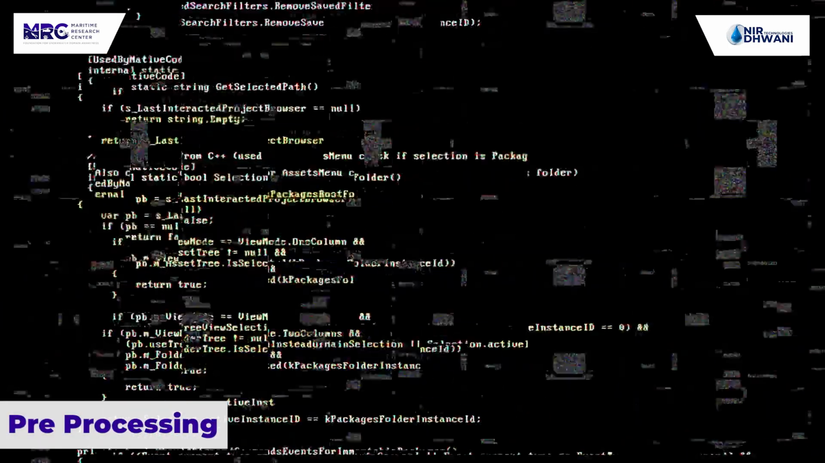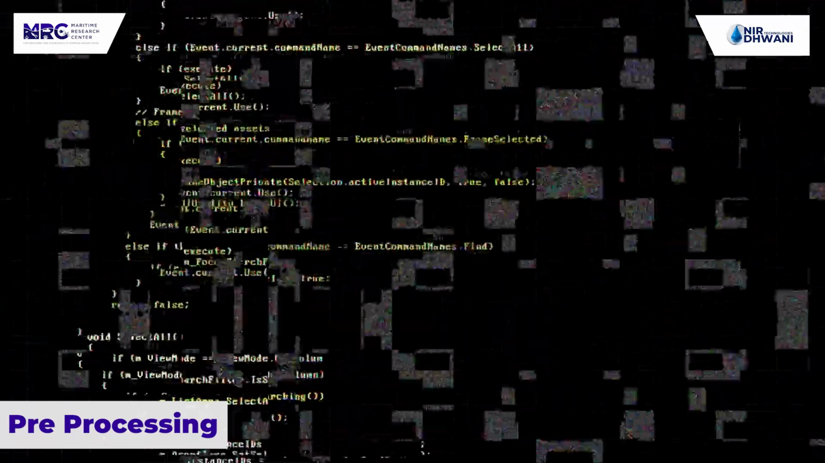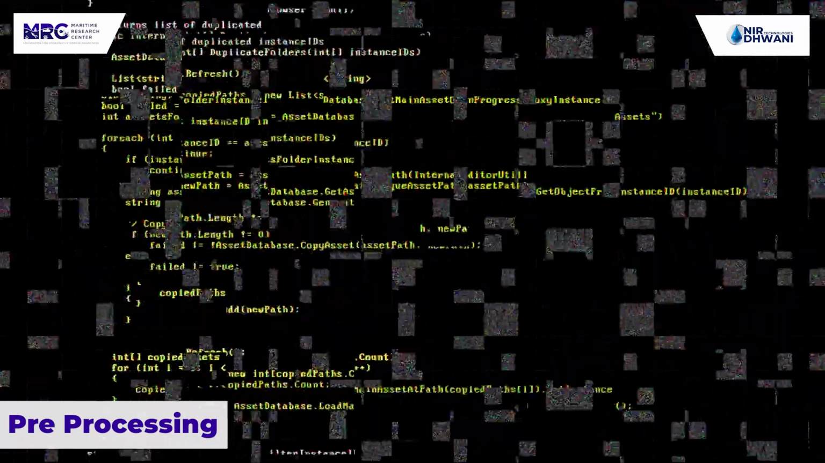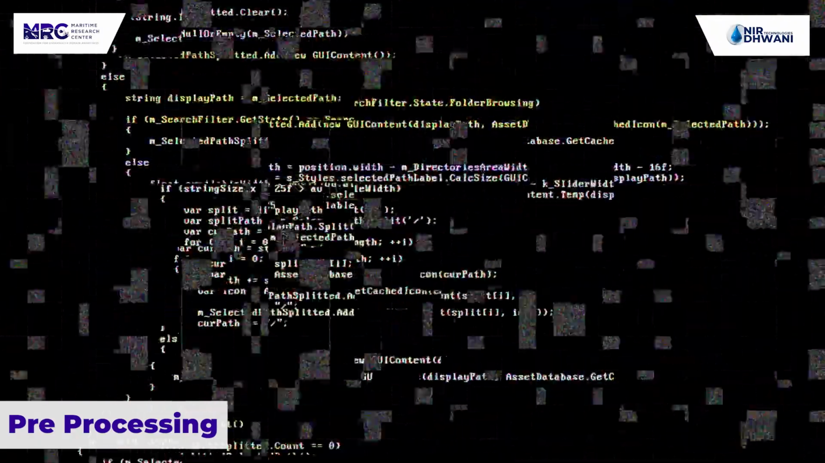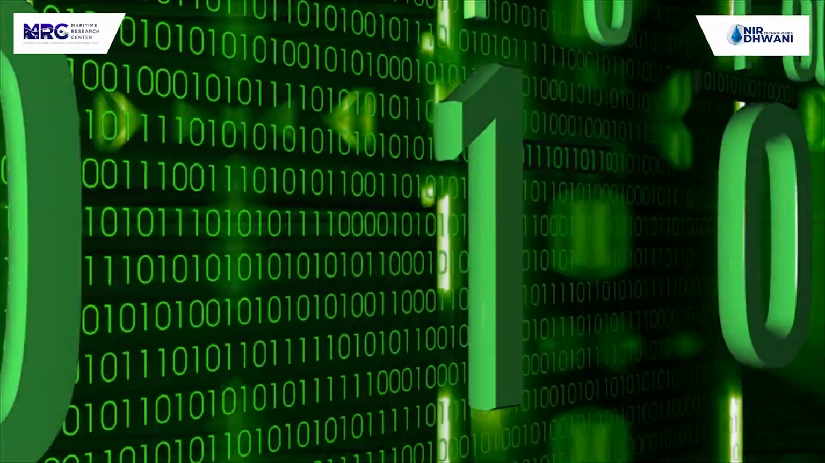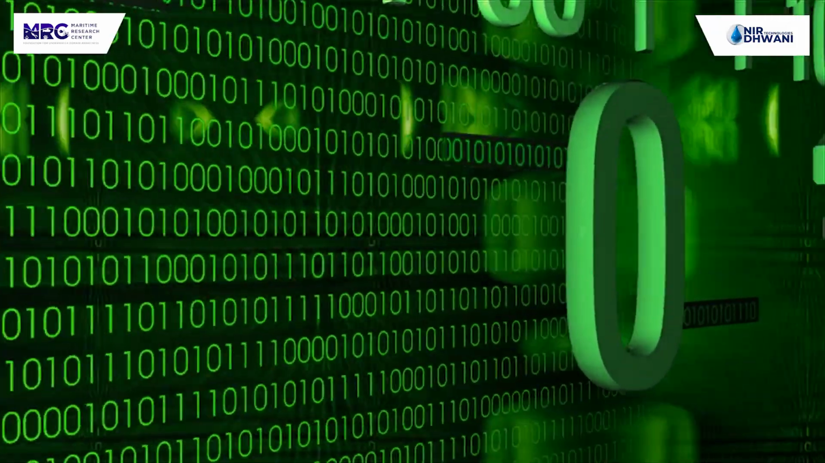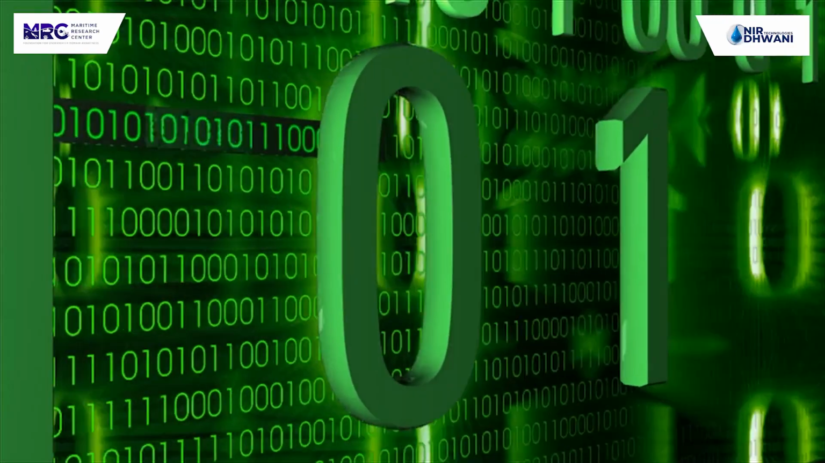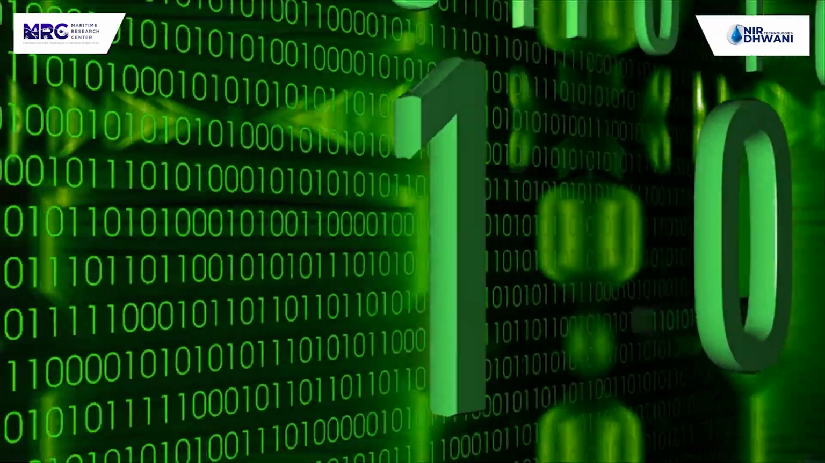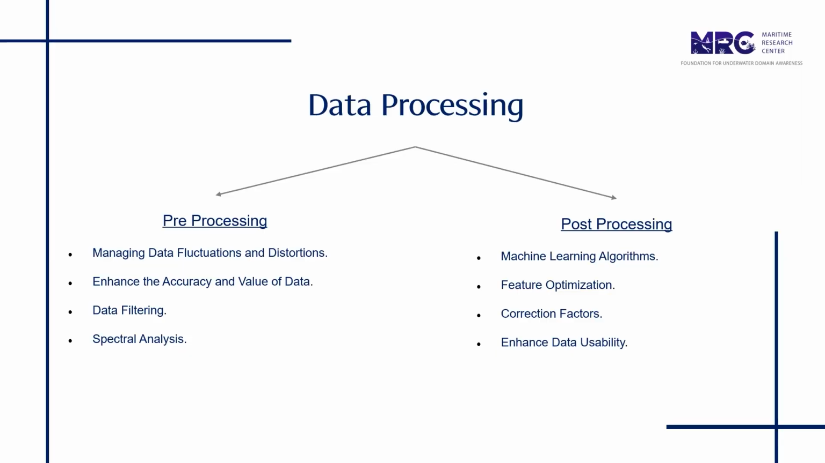The pre-processing is the initial step in managing data fluctuations and distortions which are caused by the medium, signal processing errors, and other factors. Several crucial actions are undertaken during this stage, which enhance the accuracy and the value of data. Data filtering eliminates various noises or inaccurate depth measurements, which could be due to stochastic fluctuations, and noise filtering and other adjustments are also done.